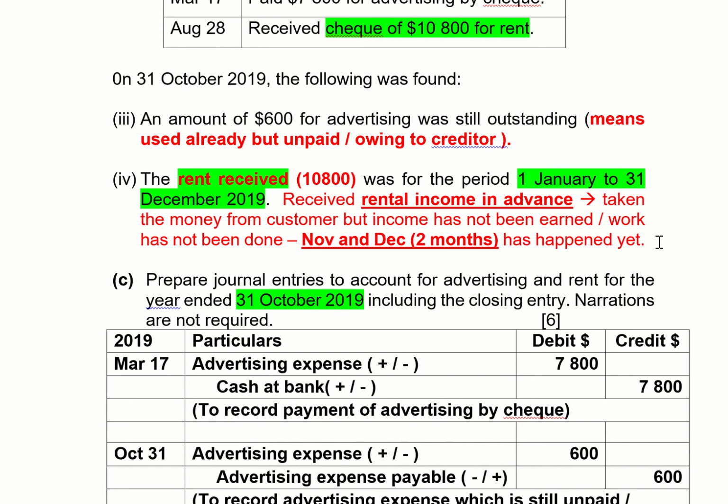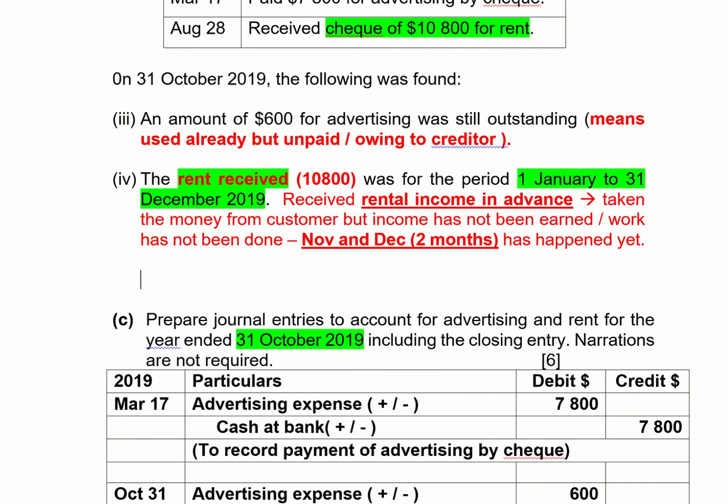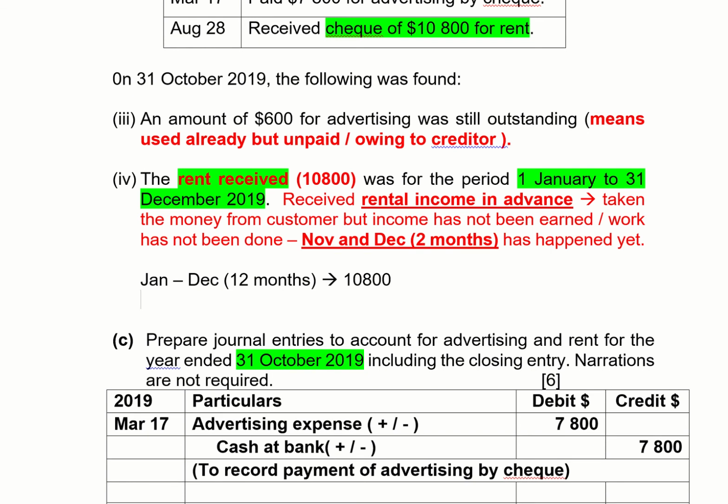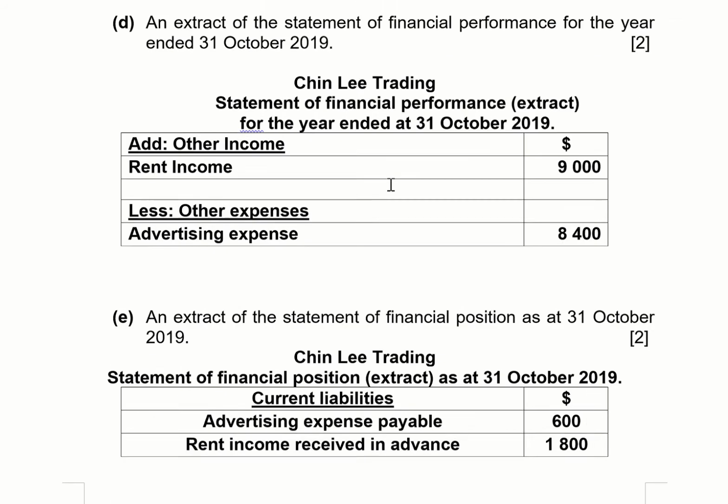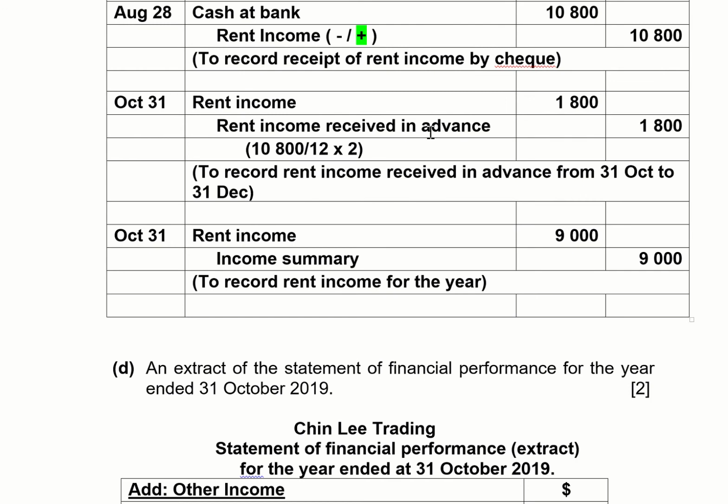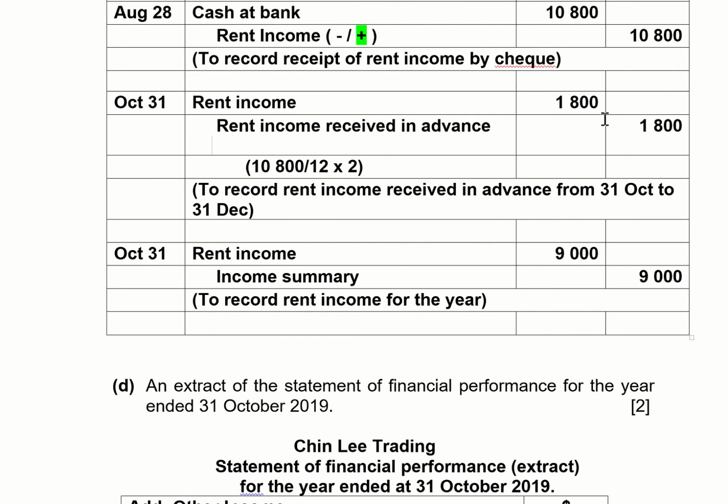So how should I calculate this? I need to remember that January to December is 12 months, and this 12 months is actually 10,800. If 12 months is 10,800, then November to December, which is 2 months, how much would that be? I need to take 10,800 divided by 12 times 2 months. This amount is my rental income received in advance. So this is how I will record it: rental income received in advance, 10,800 divided by 12 times 2.